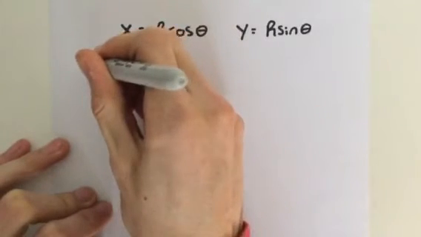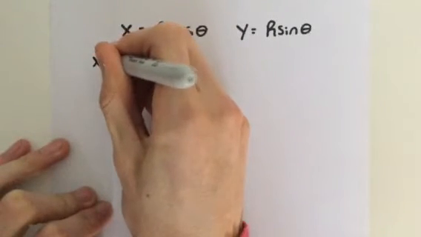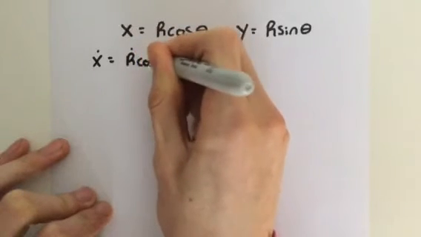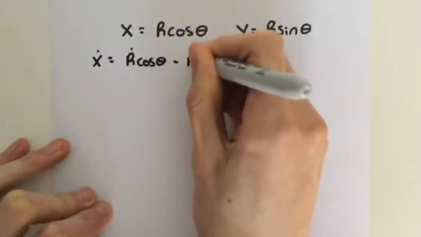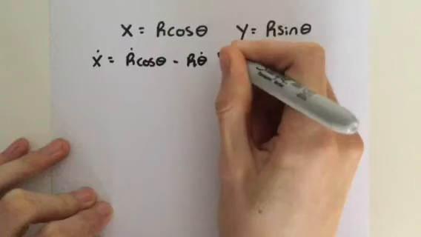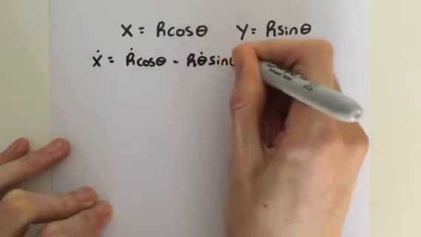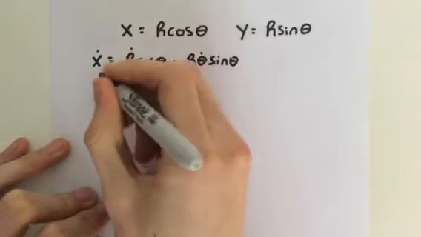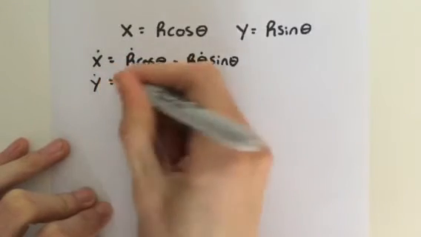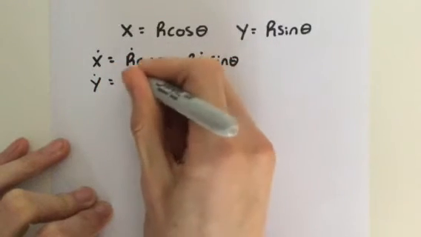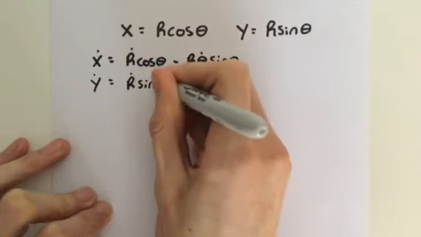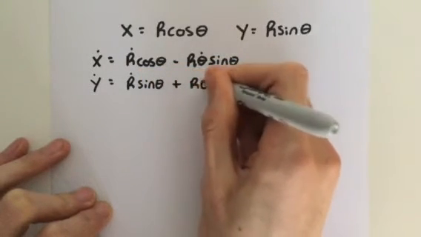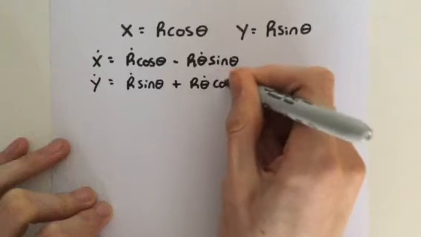So we get the x component velocity is going to equal r dot cosine theta minus r theta dot sine theta. Simply using the product rule for derivatives. And similarly, we get y dot is equal to r dot sine theta, and we add r theta dot cosine theta.